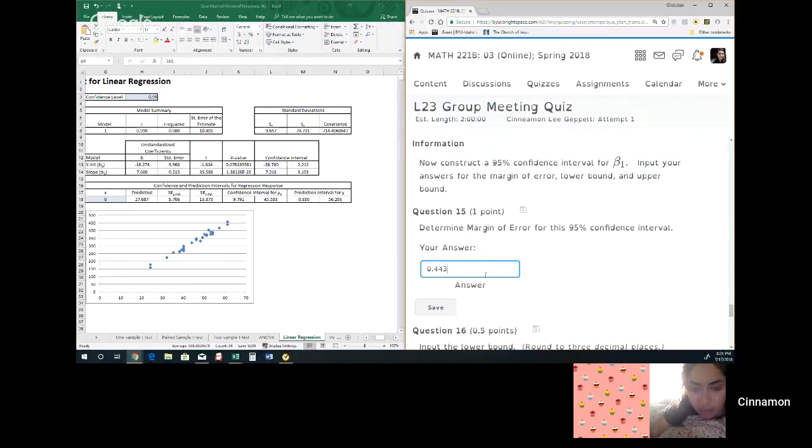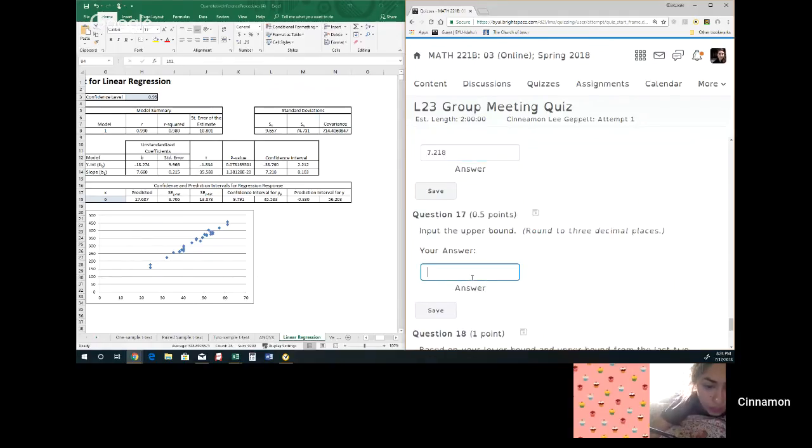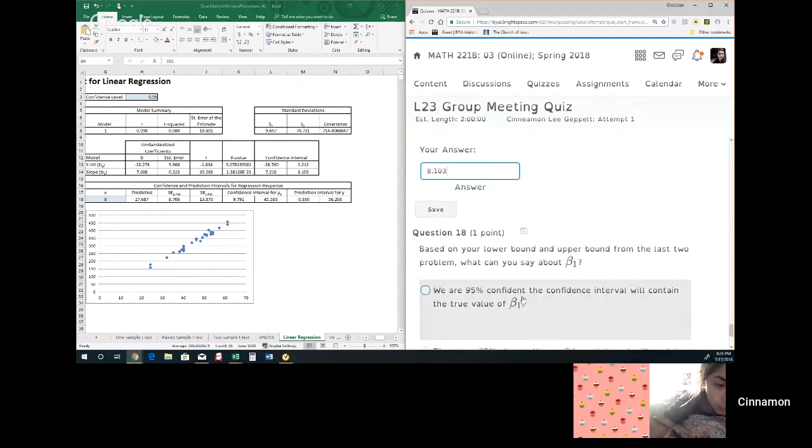Okay, I'll do it really quick. If we go to the lower bound, we have 7. I got the same thing. And then if we go to 17, the upper bound is this 8.103. Yeah. Okay, 18. Based on your lower bound and your upper bound from the last 2 problems, what can you say about B1? You're 95% confident that the interval will contain the true value of B1.